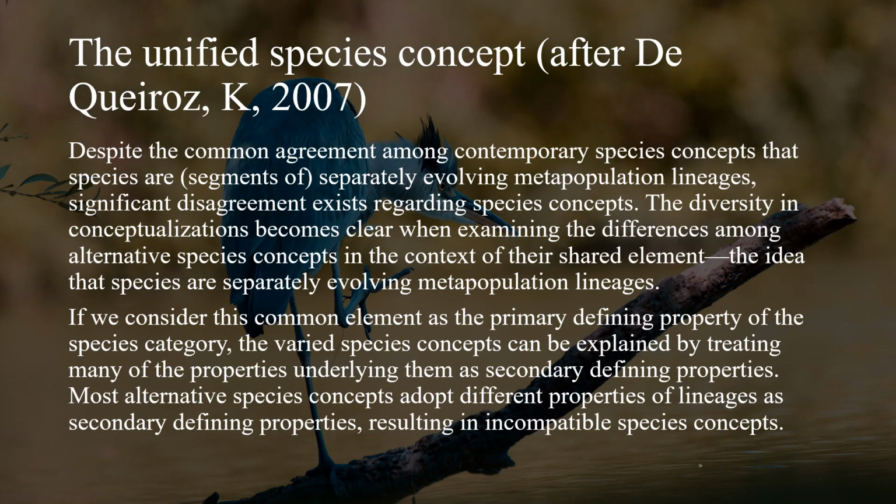Despite the common agreement among contemporary species concepts that species are segments of separately evolving metapopulation lineages, significant disagreement exists regarding species concepts. The diversity in conceptualizations becomes clear when examining the differences among alternative species concepts in the context of their shared element, the idea that species are separately evolving metapopulation lineages. If we consider this common element as the primary defining property of the species category, the varied species concepts can be explained by treating many of the properties underlying them as secondary defining properties. Most alternative species concepts adopt different properties of lineages as secondary defining properties, resulting in incompatible species concepts.